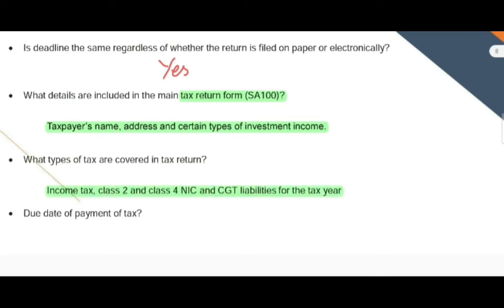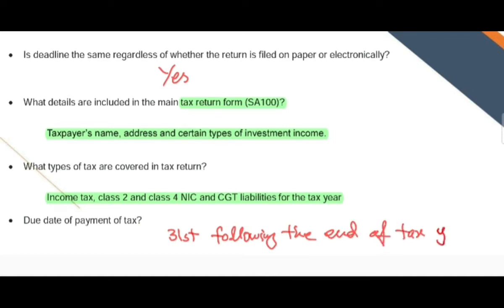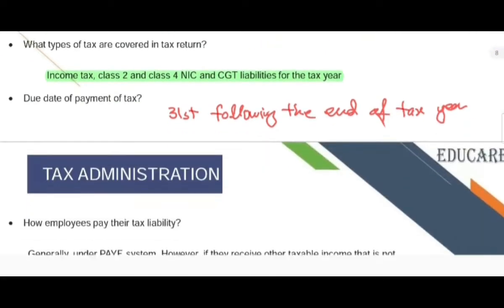What is the due date of payment of tax? It is again 31st January following the end of the tax year. So again for the year 21-22, the year ending date is 5th April 22 and the due date of payment of tax would be 31st January 23.